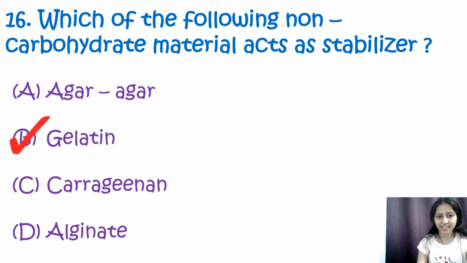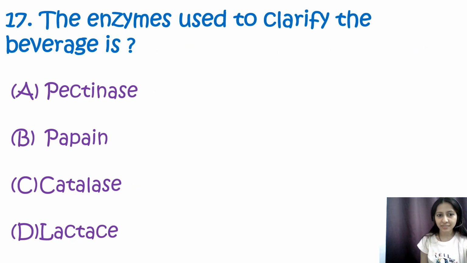Next, question number 17. The enzyme used to clarify the beverage is, options are pectinase, papain, catalase and lactase. So over here my correct option is A, that is pectinase. Pectinases are the enzymes which are used to clarify beverages.